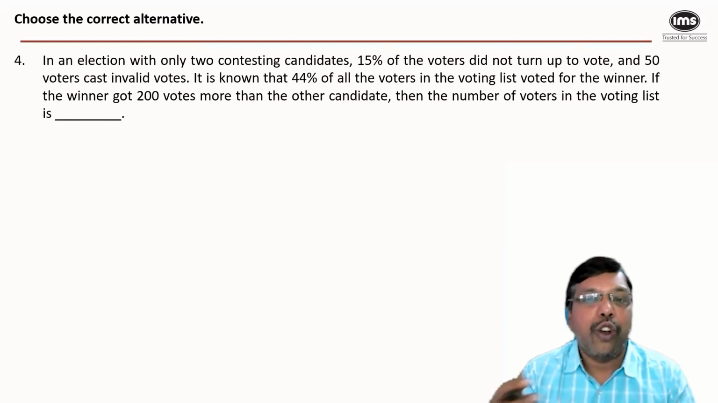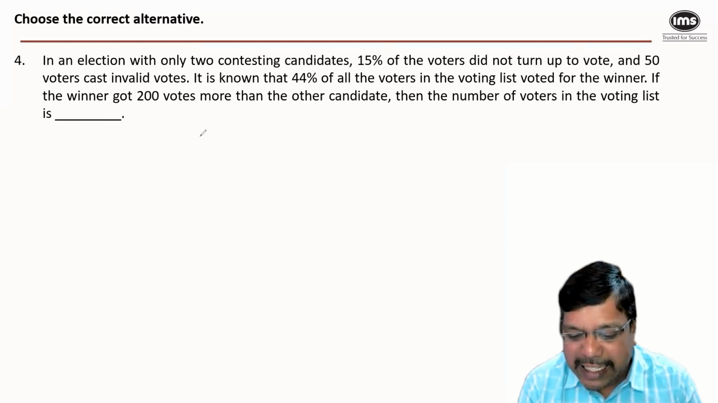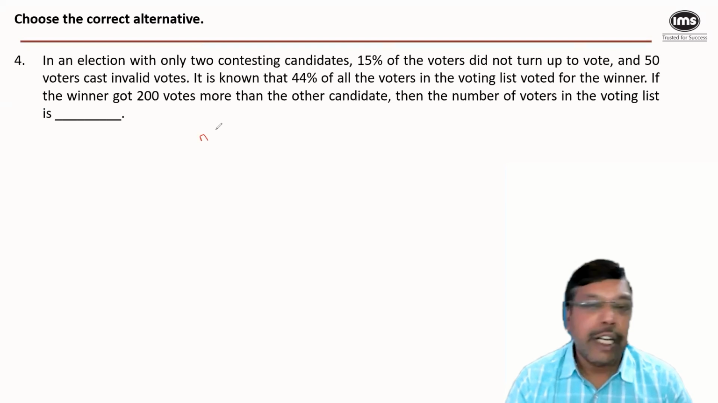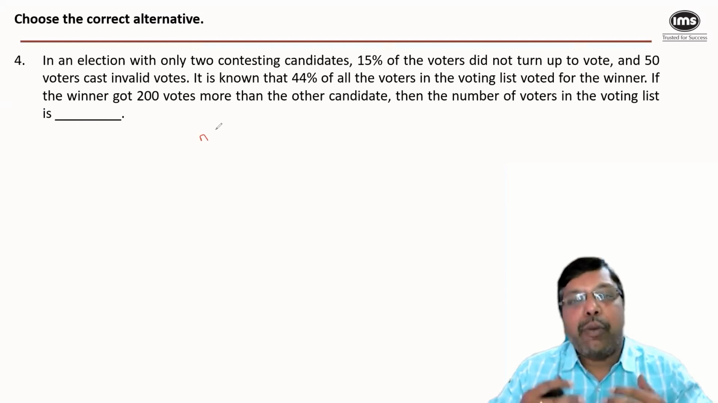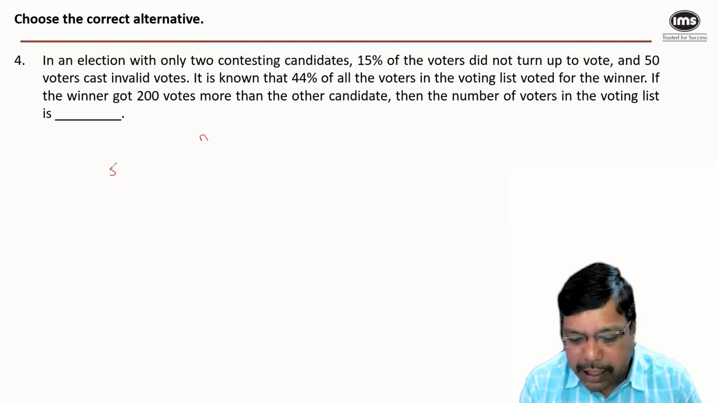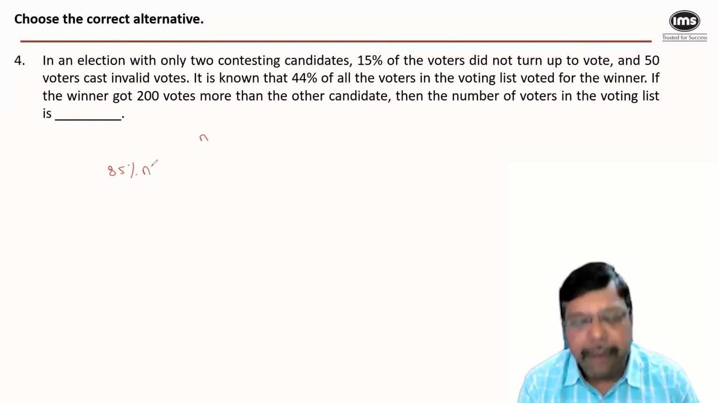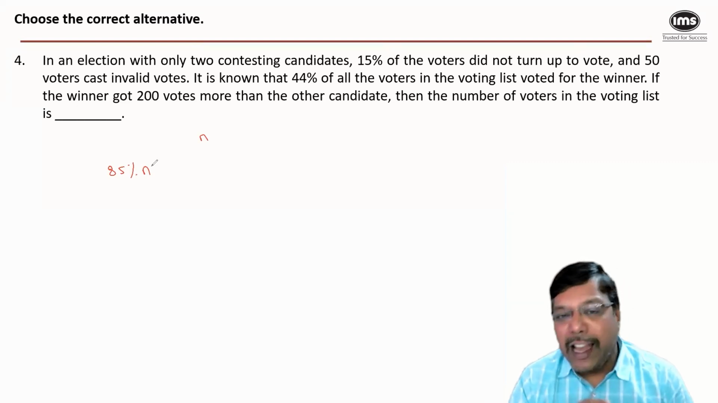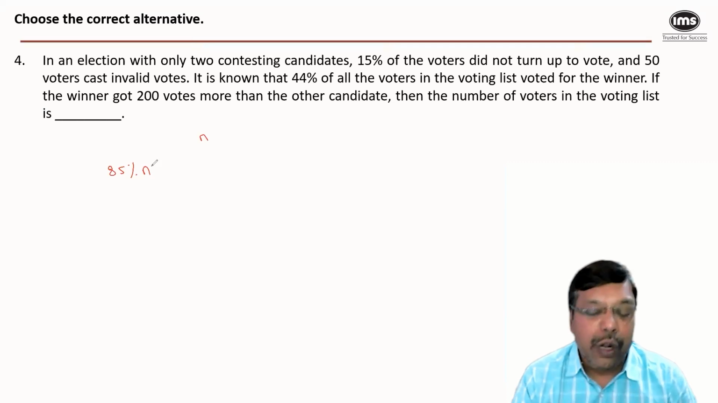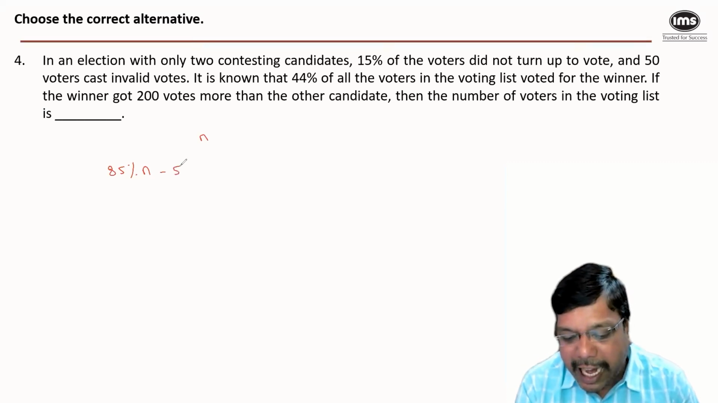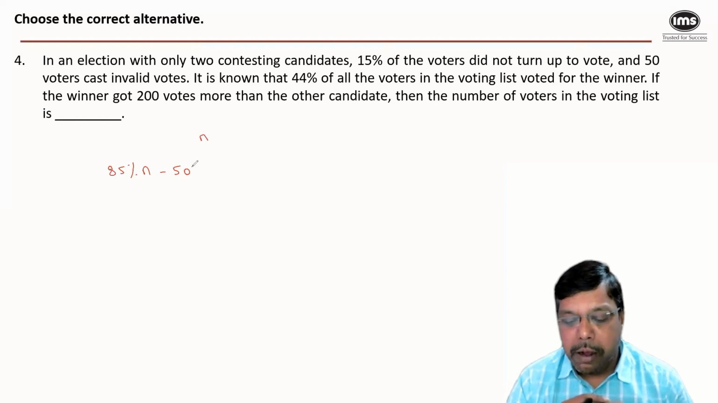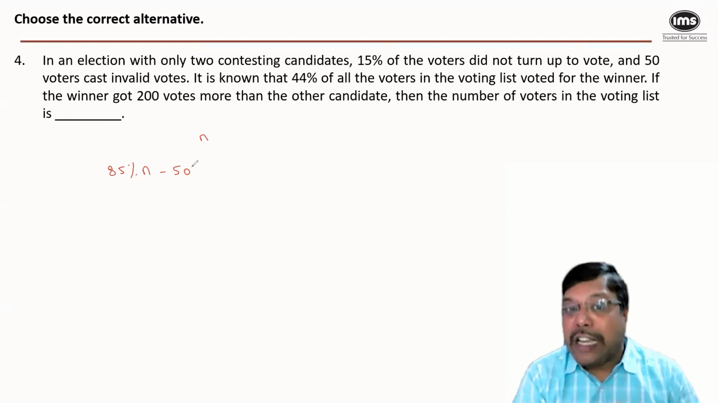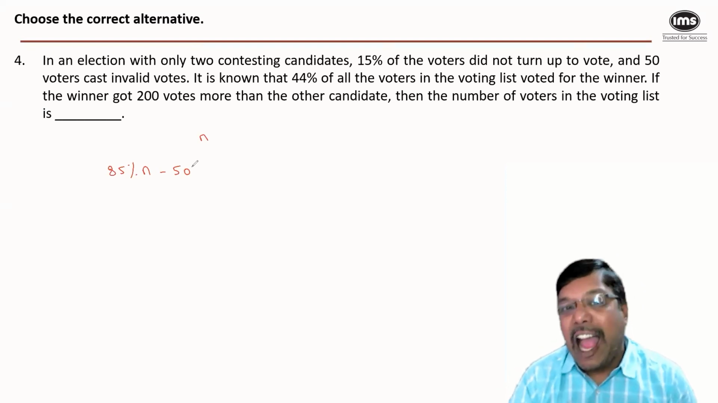Now, if I assume the total number of voters in the list is n, now 15% of the voters did not turn up for the vote. So I can say the number of votes that were cast is 85% of n, out of which 50 votes were considered invalid. So I can say the number of votes which are valid is 85% of n minus 50. And these are the number of votes that the winner and the loser together have got.